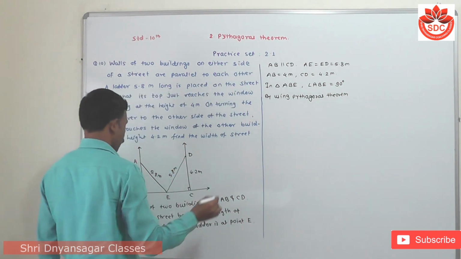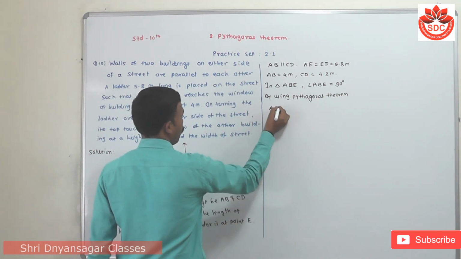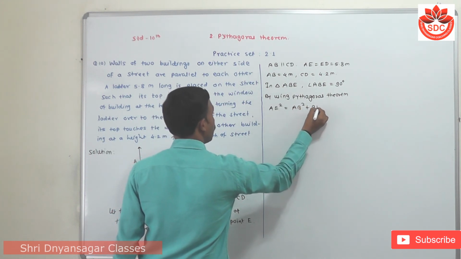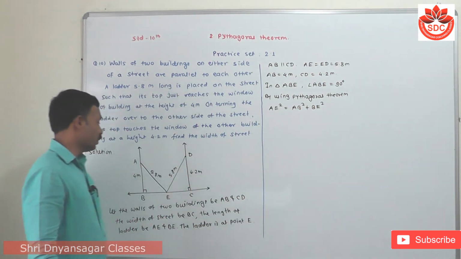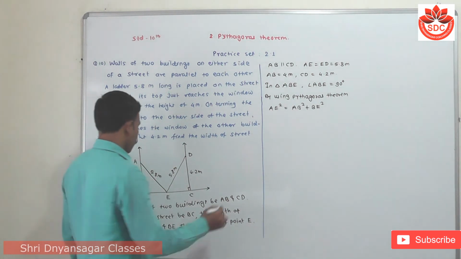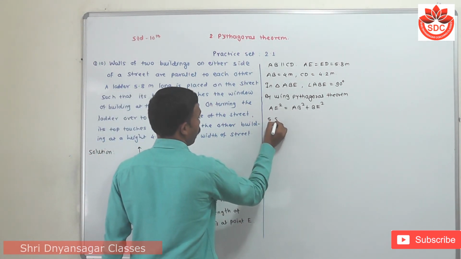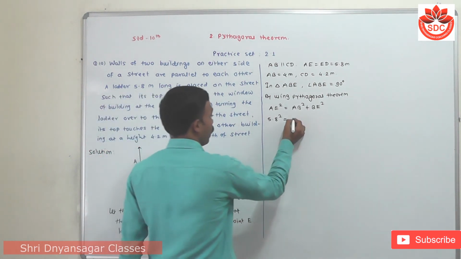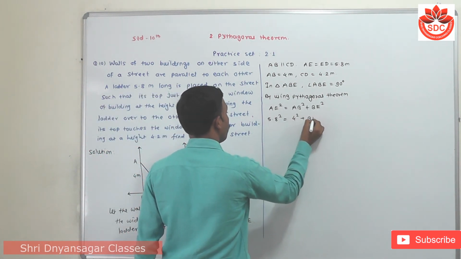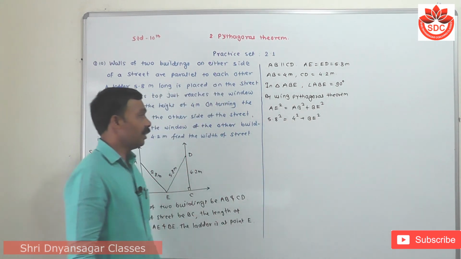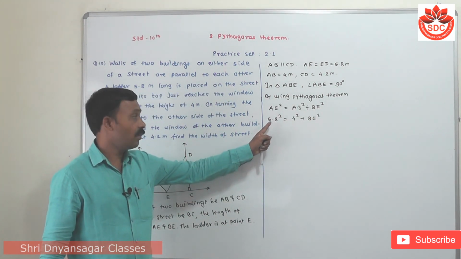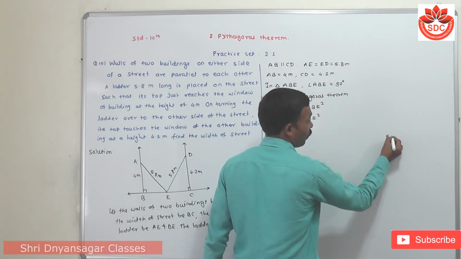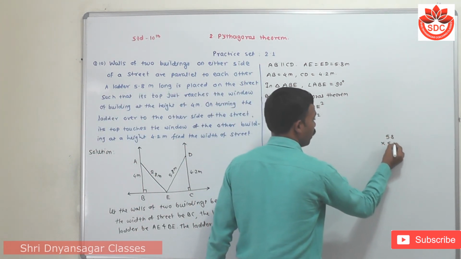This theorem is AE square is equal to AB square plus BE square. Now we substitute the value of AE is 5.8 square is equal to AB is 4 square. We have to find out the value of BE square. Student, here we have to find out the value of 5.8 square. Now 5.8 square means we take 58 into 58.